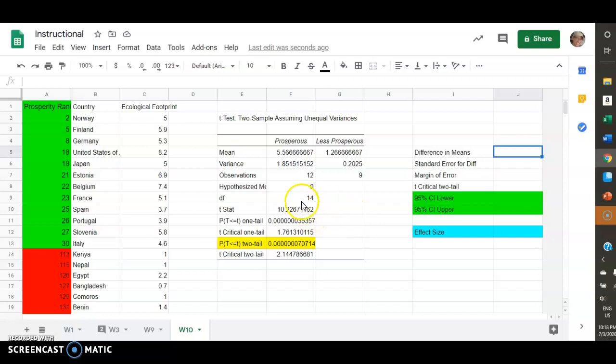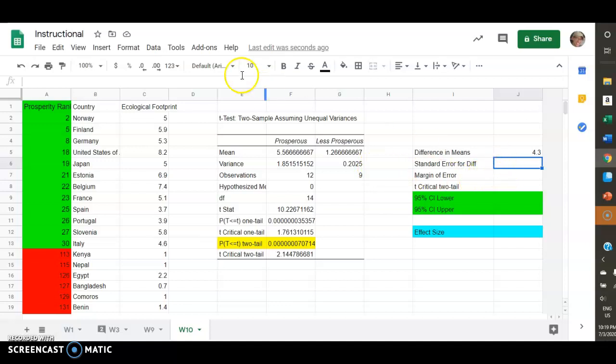So differences just means, in terms of the average for the prosperous countries and the average for the less prosperous, how much difference was there? So this is just a subtraction. We put an equal sign, just click on the first one, minus the second. So there were, in my case, I was doing the ecological footprint, so there was a difference of 4.3 Earths there. And go back to that assignment for what that actually means.